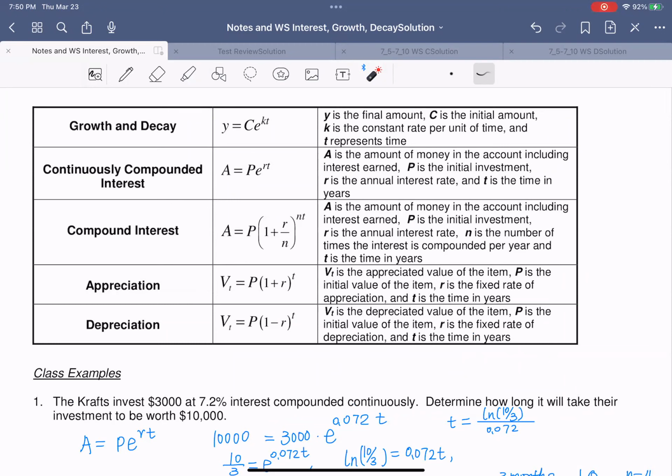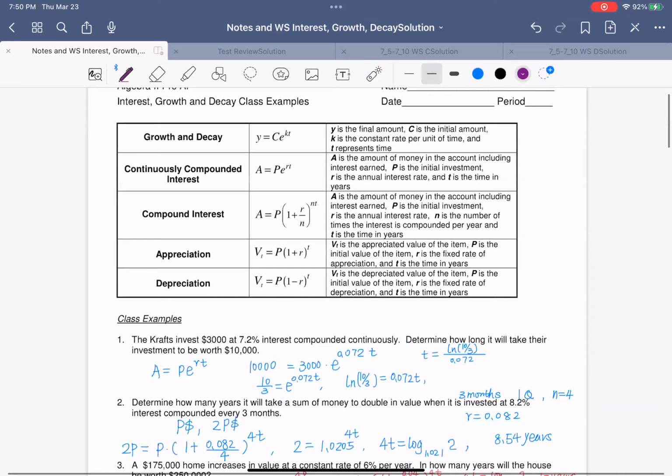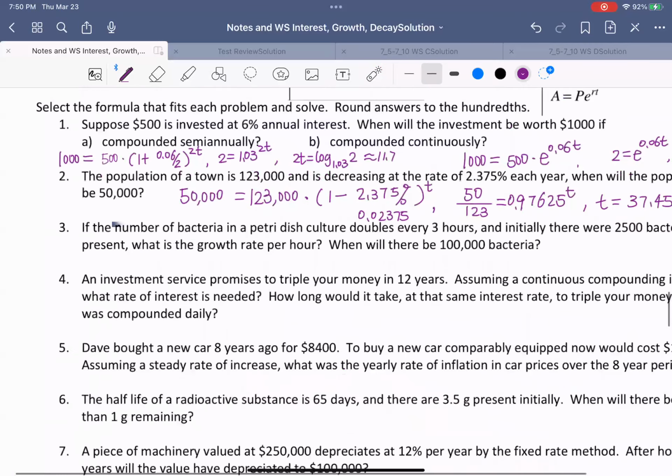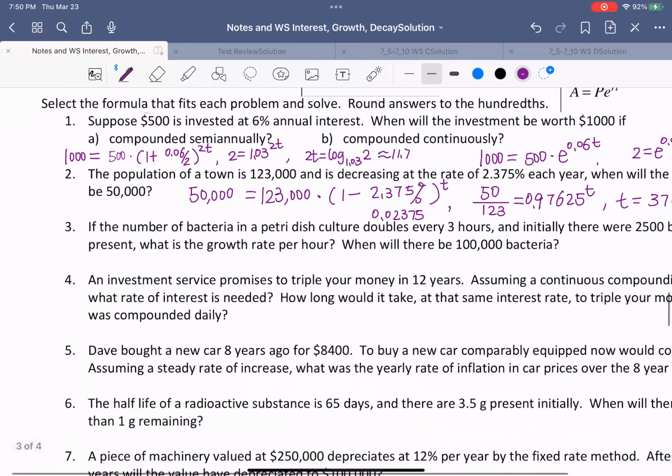Appreciation. Appreciation is for population or house values. Depreciation is for cars. We want to use the growth and decay. Okay, yeah. So C times e to the power kt, right? Yeah. So here, the formula, we want to have C, the initial value, times e to the power of kt.